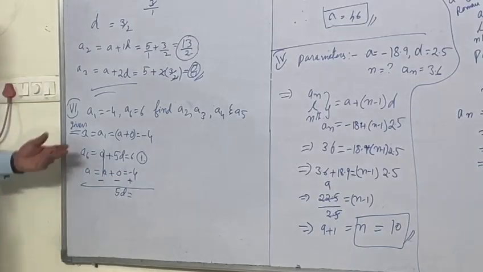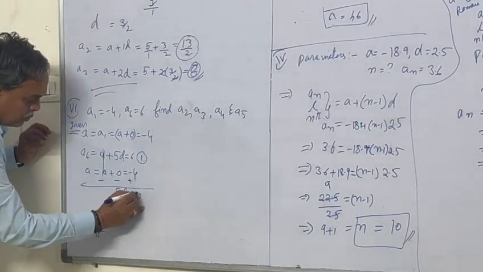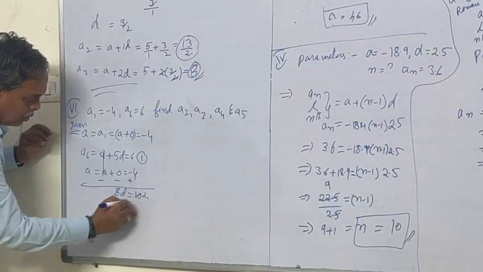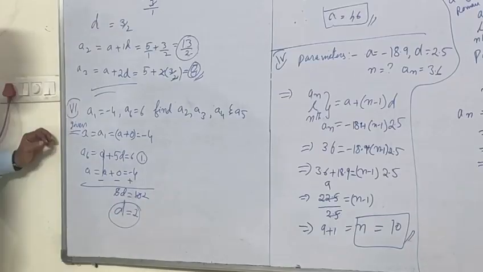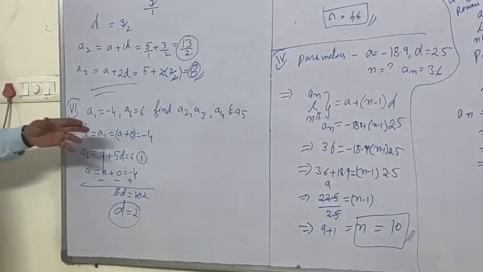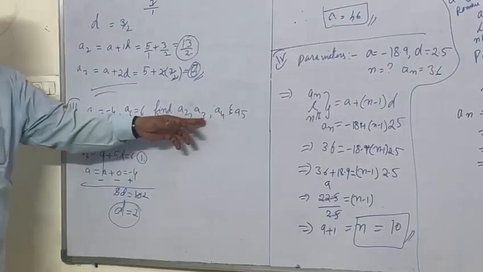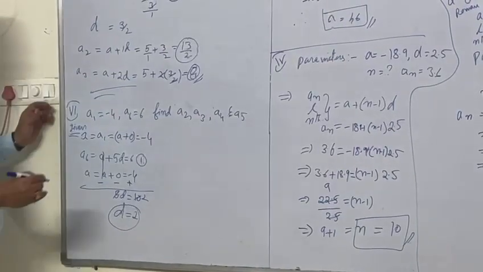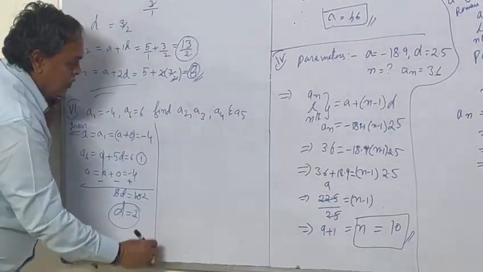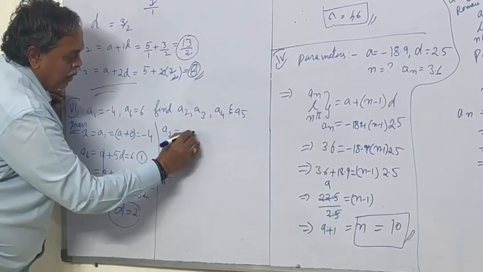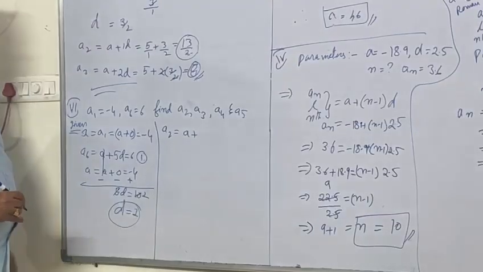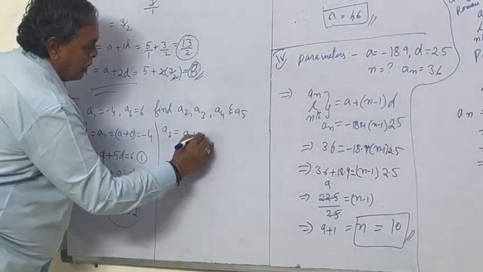5D is equal to 10. 10 means 5 2s are 10. D is equal to 2. Here we have found D. Then we will have to substitute in this to find A2, A3, A4 and A5. Then tell me, A2 is equal to A plus D. Here A is how much? Minus 4. A plus D.